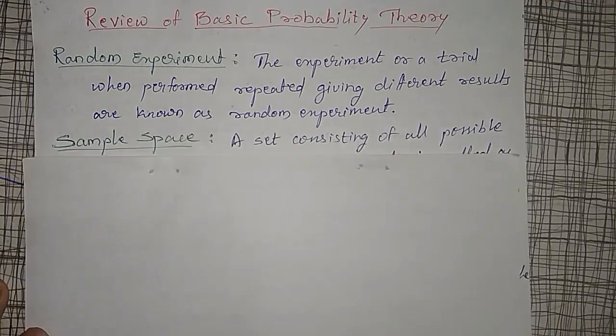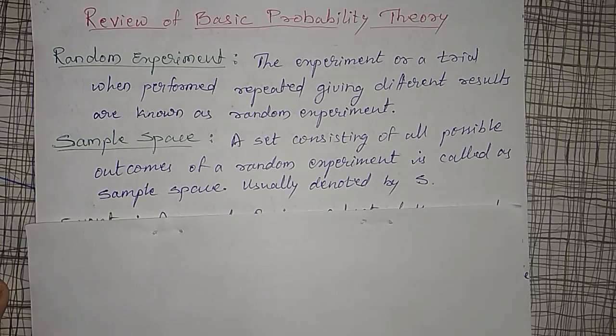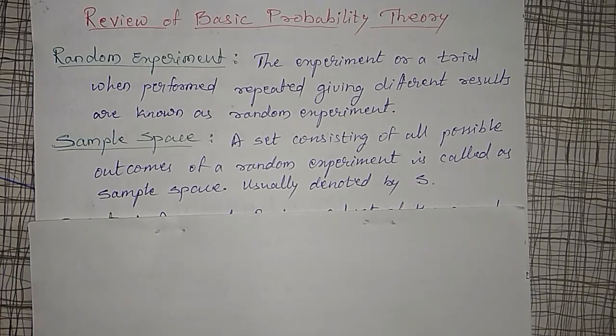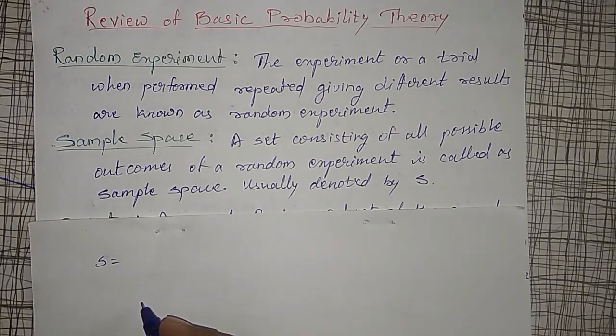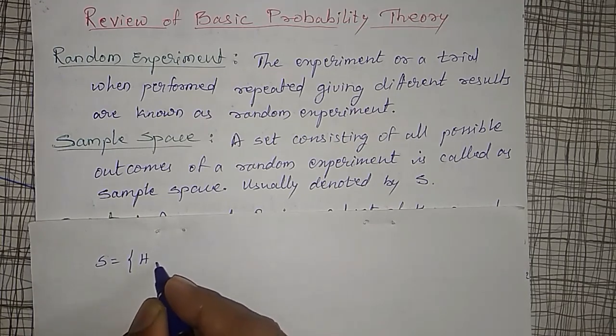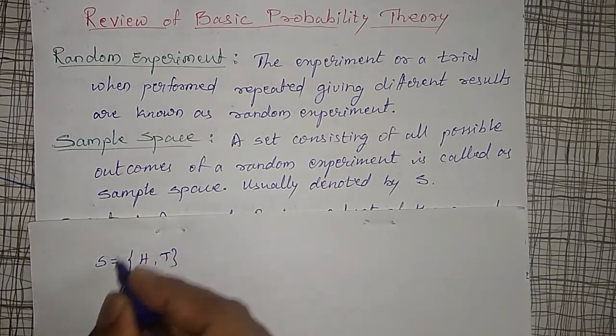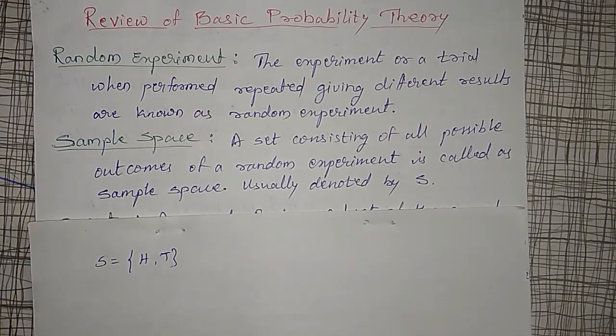After random experiment, sample space. A set consisting of all possible outcomes of a random experiment is called a sample space. Whenever you are doing any experiment, some possible outcomes will be there. Whenever a single coin is tossed, your possible outcomes are you may get head or tail. This set is known as a sample space.